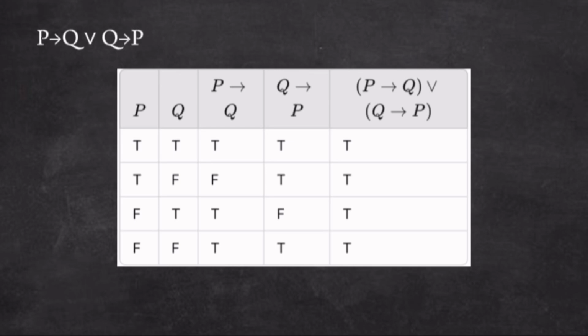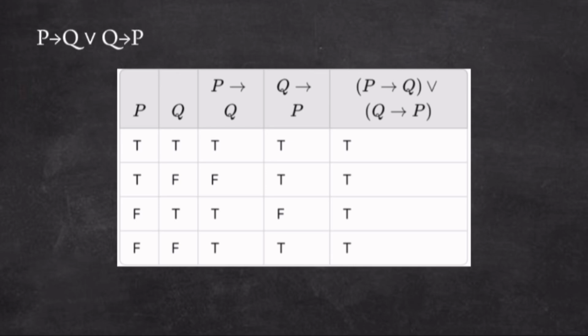The second row shows that P is true and Q is false. Since P is true and Q is false, P implies Q is false. But Q implies P is true. Because if your friend is not free, then you being free means the statement holds. Thus, the disjunction is true. The third row shows that you are not free, but your friend is. The fourth row shows that both P and Q are false.